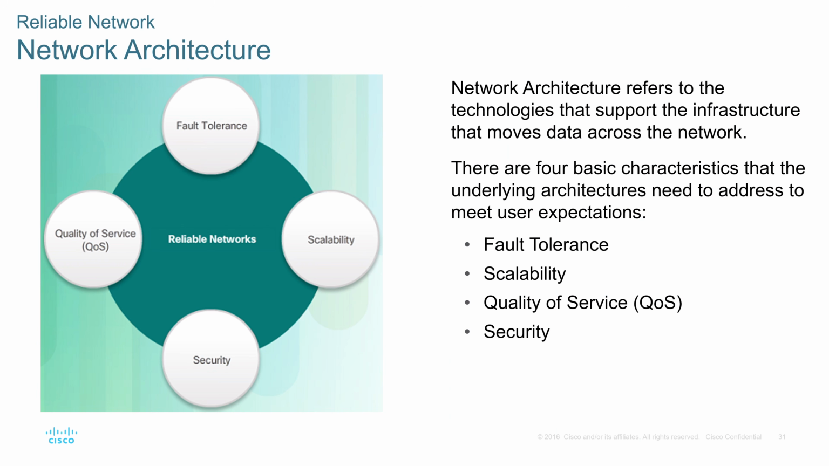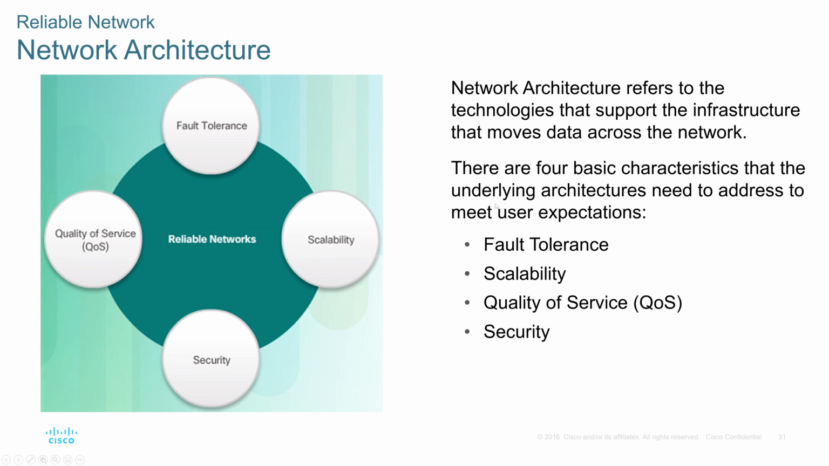The reliable network architecture is based on how multiple concepts come together to build a better system. So that's the best way I can explain it. Basically, the network architecture refers to the technologies that support the infrastructure that moves data across a network. And using 4 basic characteristics underlying that network architecture, we can create a reliable network.